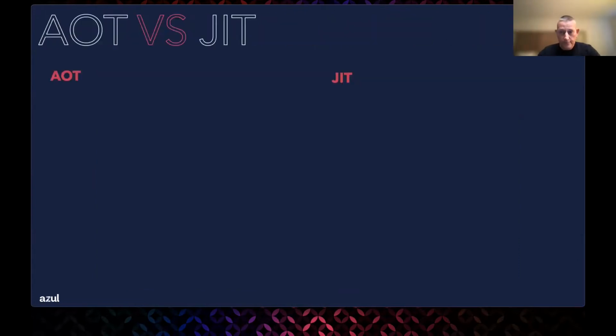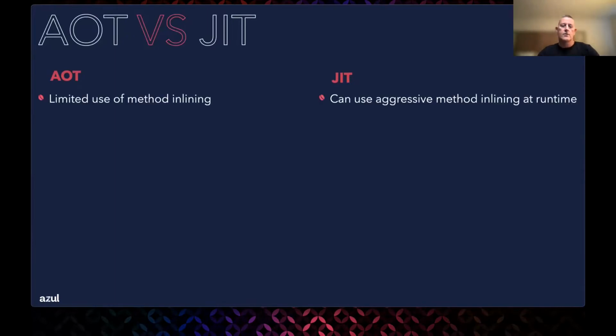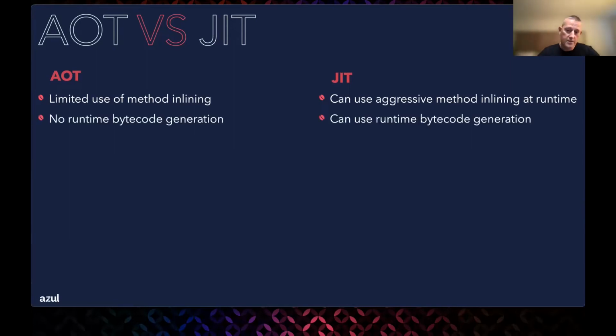So if we take a little comparison between AOT versus JIT, then it means the AOT can make a limited use of method inlining. So that means it can't do it at runtime, where the JIT can aggressively do method inlining at runtime all the time. Even if you load code at runtime, you can optimize it further, which AOT really can't do. You don't have runtime bytecode generation in AOT, where in JIT you have, of course, runtime bytecode generation. Reflection is possible in AOT. It's more tricky and it often leads to problems, but it's possible. In the JIT and the JVM, it's pretty simple to do reflection, and we do it all over the place.